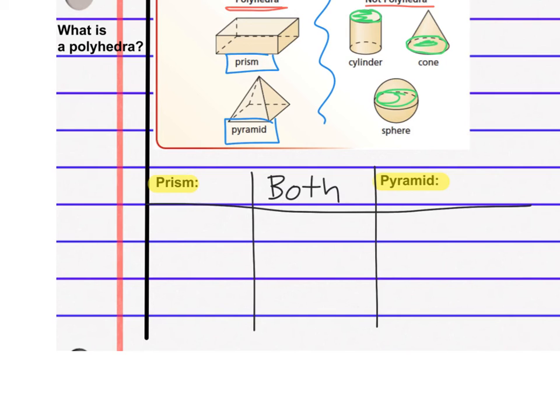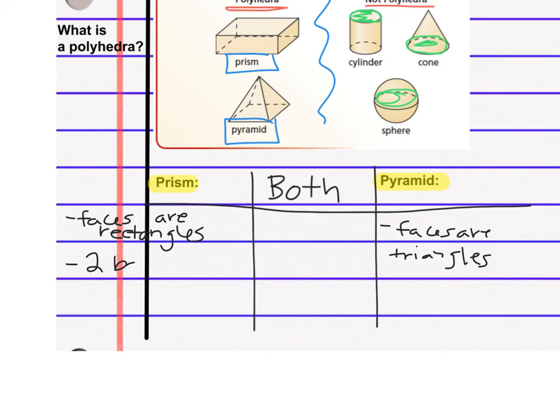So the key properties of a prism: the faces are rectangles. For a pyramid, the faces are triangles. And a lot of times people think the sides, when we say faces, the sides are rectangles and the sides are triangles, but you could flip the orientation of your prism or pyramid, so it's not really super helpful to think of it as sides. All right, the other key property of a prism is that there are two bases.